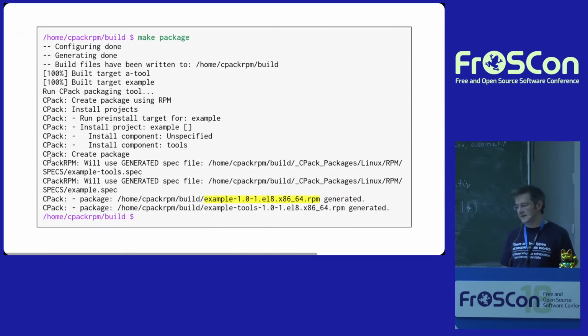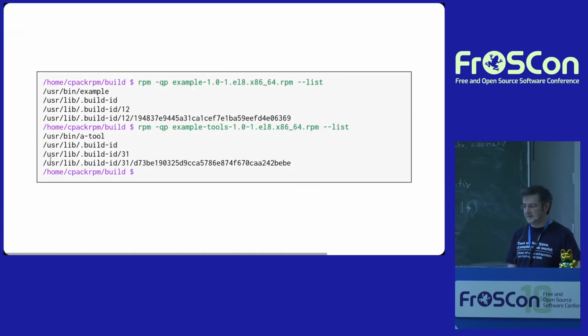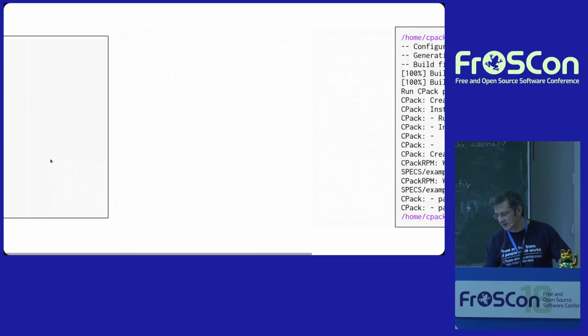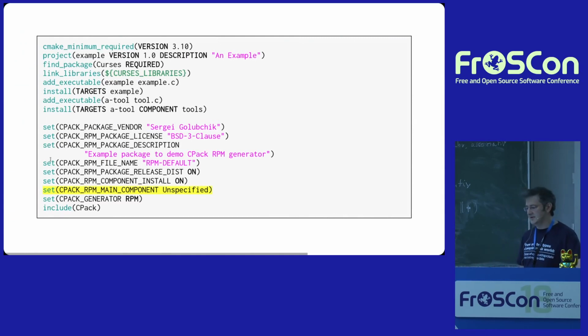And after that, you can see, yes, this is example as it was before, and that's a separate RPM, example-tools. And looking inside, the example binary is in the main RPM, and atool is installed as a separate package. So there was basically one configuration line to enable component install. And if I were generating Debian packages, again with component install enabled, then atool would be a separate deb package. If I were doing a GUI install on Windows, it would open a window asking what components I want to install. There would be the main one and the tools one.